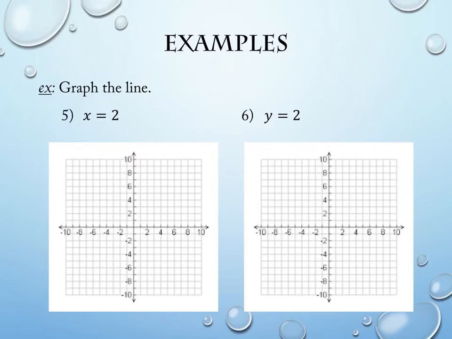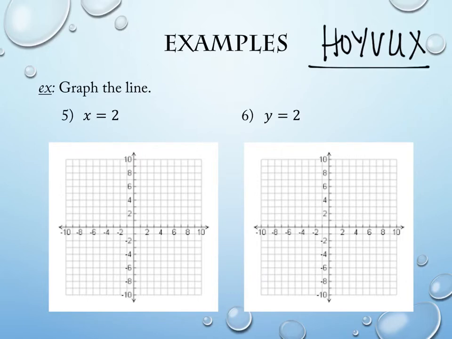And if it helps you to remember, did I talk about HOIVUX in this class? Does that sound familiar? That's a no? Okay. So HOIVUX is an acronym that can help you to remember if you want to use that. H stands for horizontal, V stands for vertical. So it tells you which line is which. So the horizontal is the y equals graphs, and vertical is x equals graphs.